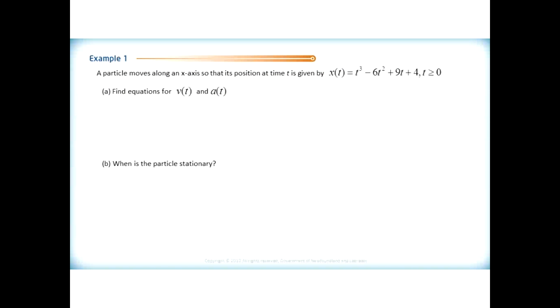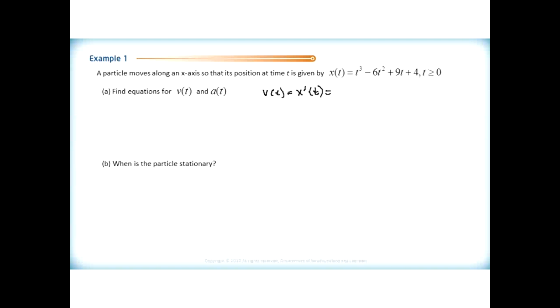All right, example 1. It says a particle moves along an x-axis so that its position at time t is given by this equation, which is a polynomial. It says find equations for velocity and acceleration. As we saw, those will just be the derivatives here. So the velocity at time t should be the derivative of our position function at time t.